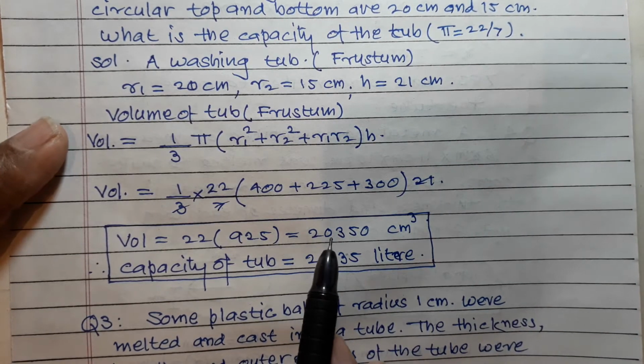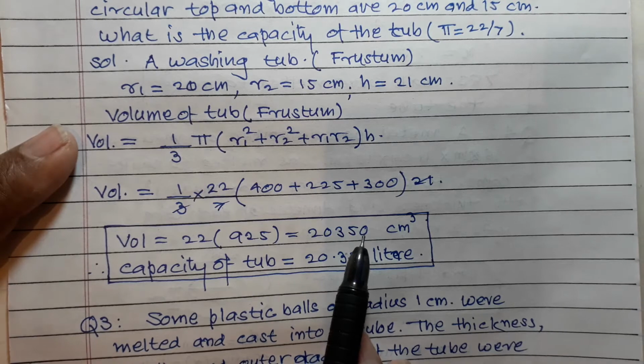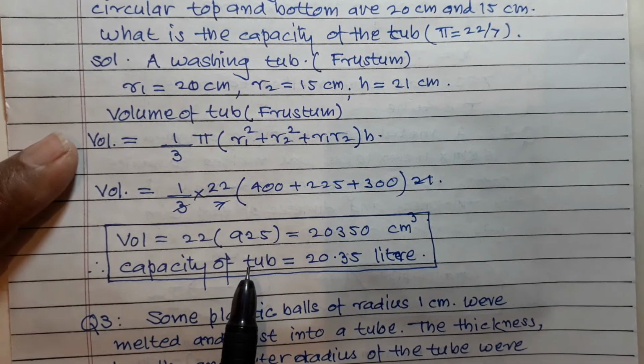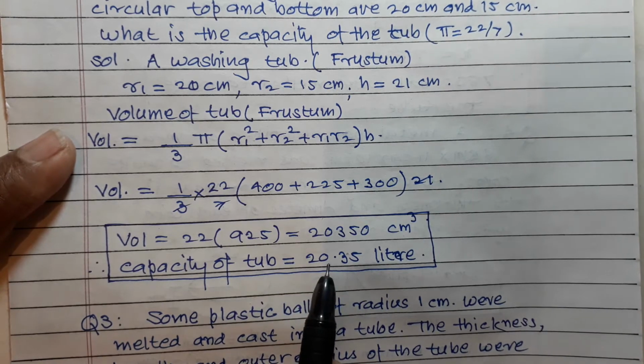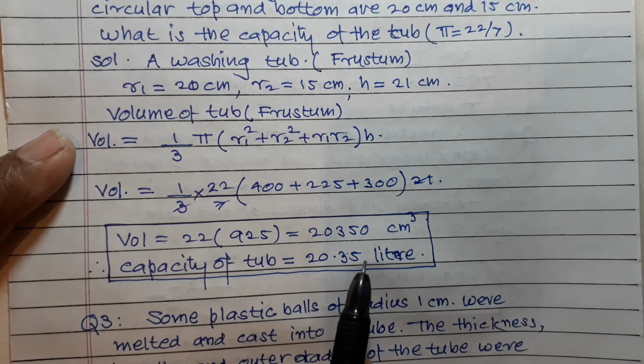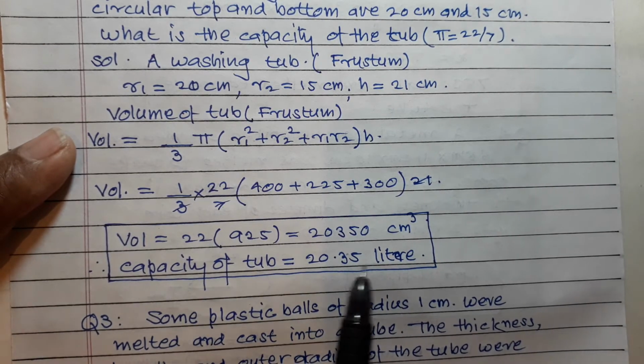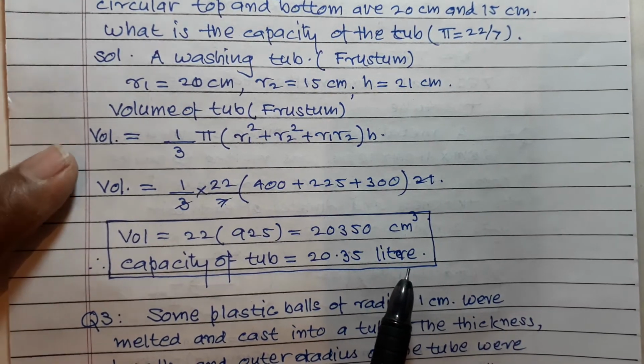is equal to 20,350 cm cube, and hence capacity of tub is equal to 20.35 liters. Okay, you convert into liters, so that is the right capacity.